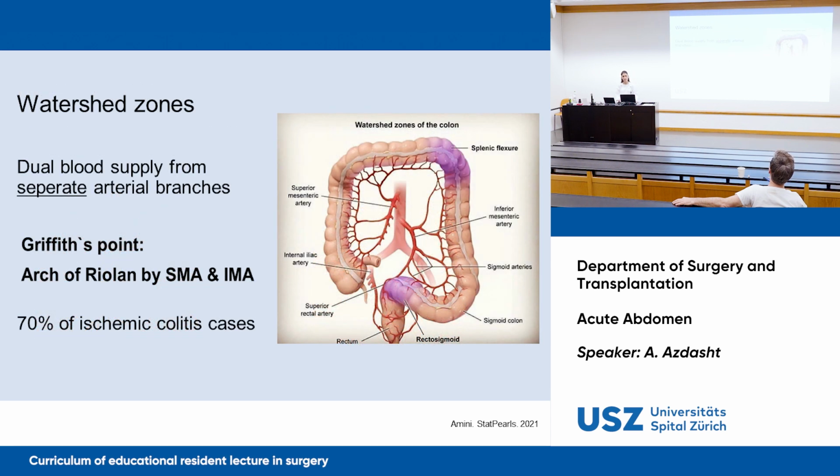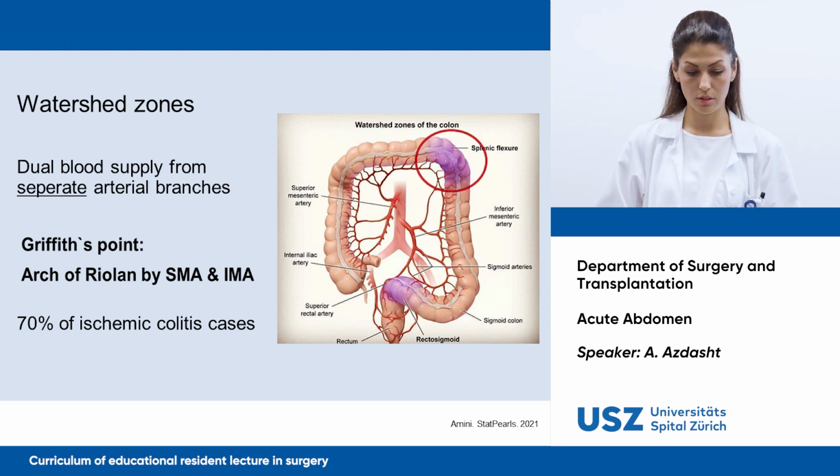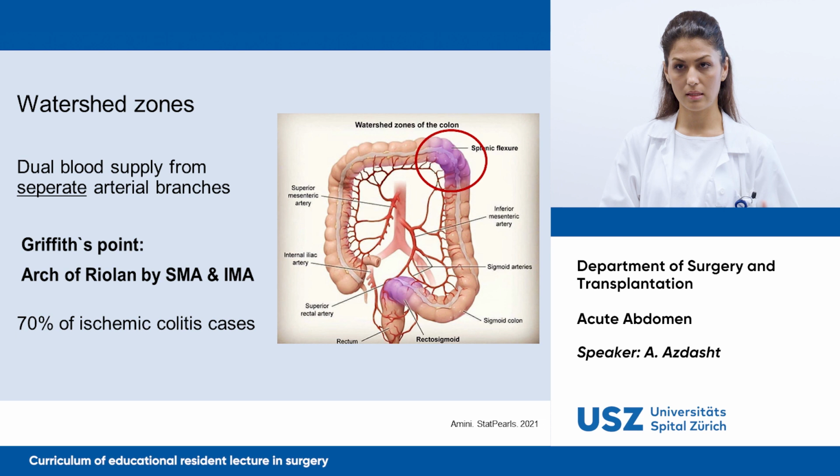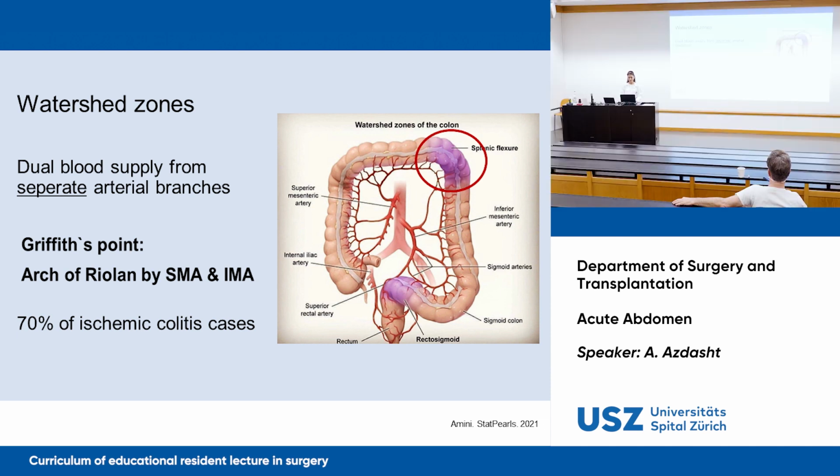In the colon, you find so-called watershed zones, watershed areas, including the splenic flexure, which is called the Griffiths point, and also the rectosigmoid junction, which is called the Sudeck point. And this means that these are regions that are supplied by two major arteries, and the splenic flexure is supplied by the SMA and the IMA.